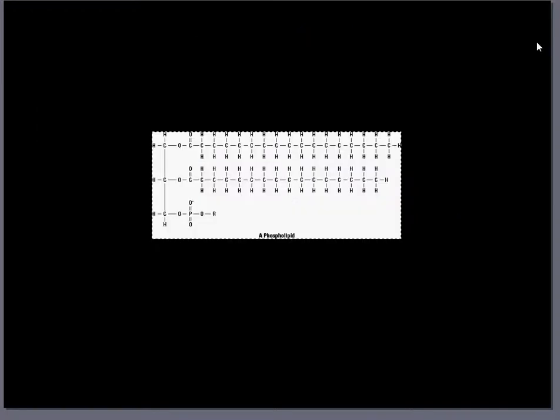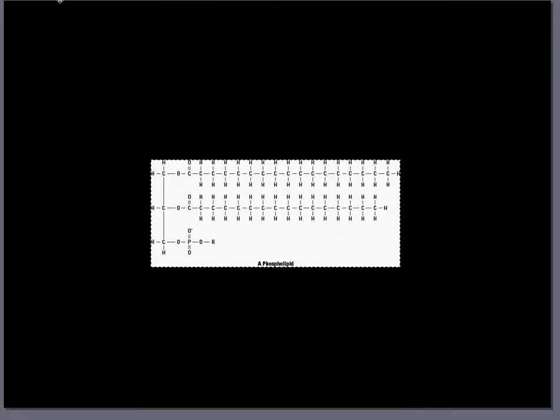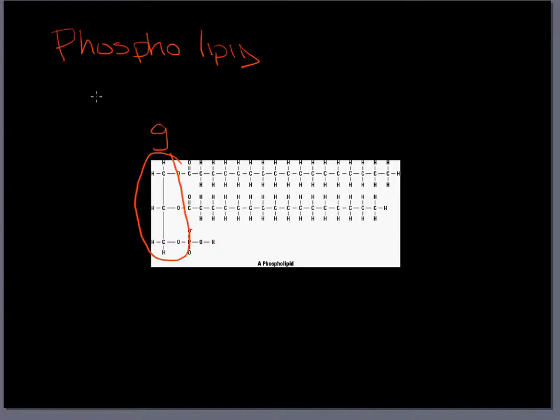Okay, so this image that you have is found next in your notes, and this is probably one of the most important lipids to us in biology. This is called a phospholipid. So it's still a lipid. Here's our original glycerol that we were looking at when we were looking at unsaturated and saturated. We have two fatty acid chains.